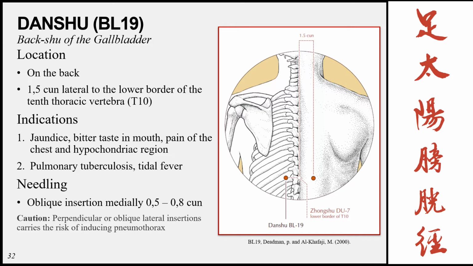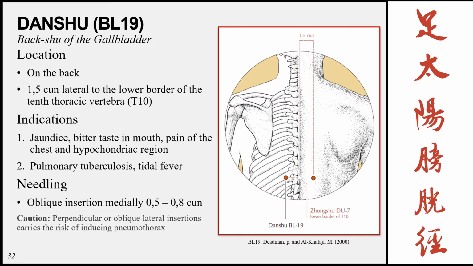And what we know from our theory is that the gallbladder and the liver are a ZHONGLUSHU pair. This means that this point can also be used for disorders of the liver. You can see a few of them. This is stuff like bitter taste in the mouth, pain of the chest and hypochondriac region, and then it can also be used for other things such as jaundice, pulmonary tuberculosis, and tidal fevers.